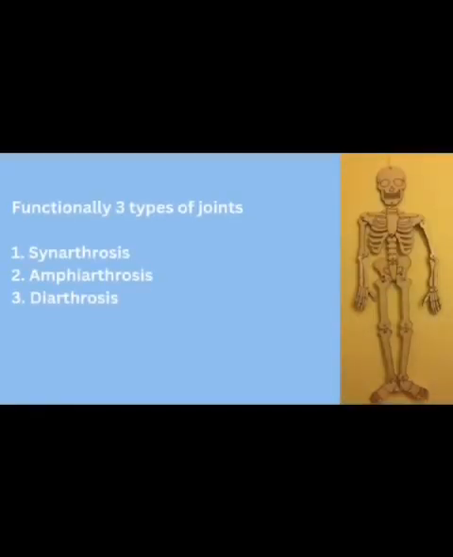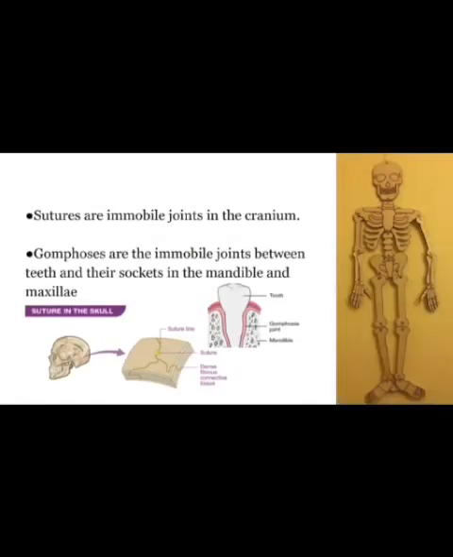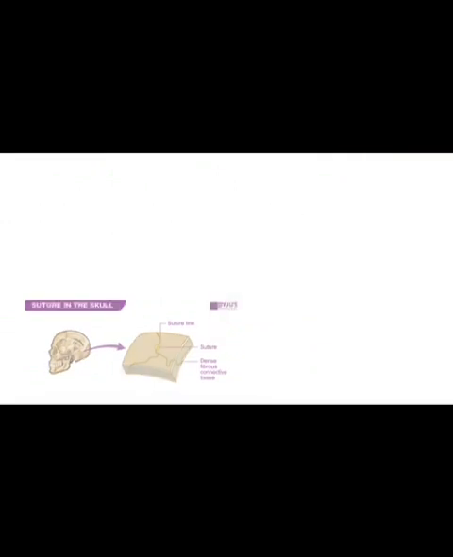1. Synarthrosis. 2. Amphiarthrosis. 3. Diarthrosis. Synarthrosis are fibrous joints and fixed joints. They are immobile and have no joint cavity. Examples are sutures and gomphoses. Sutures are in the cranium. Gomphoses are between the teeth.